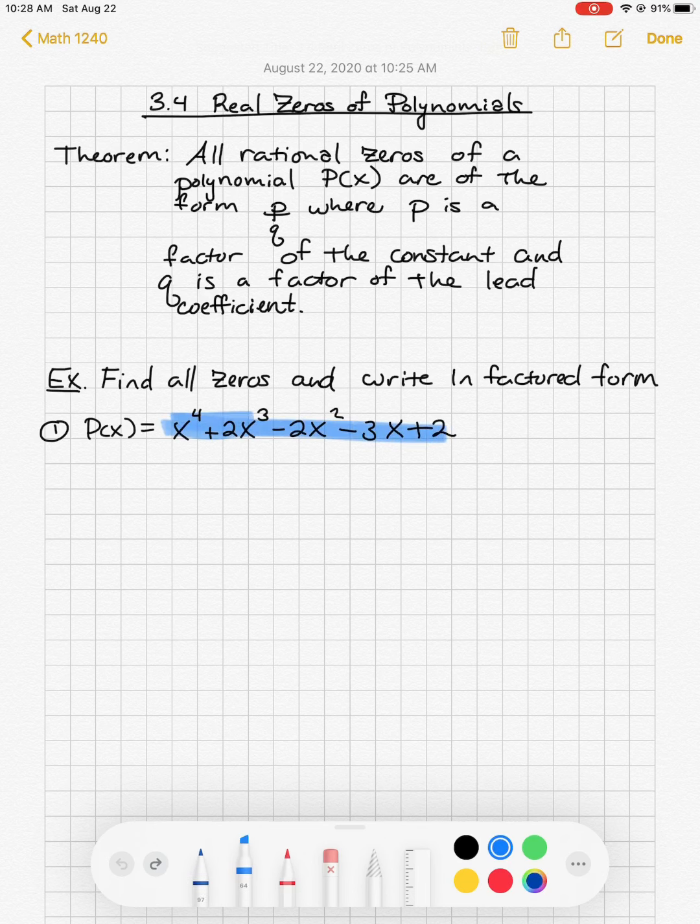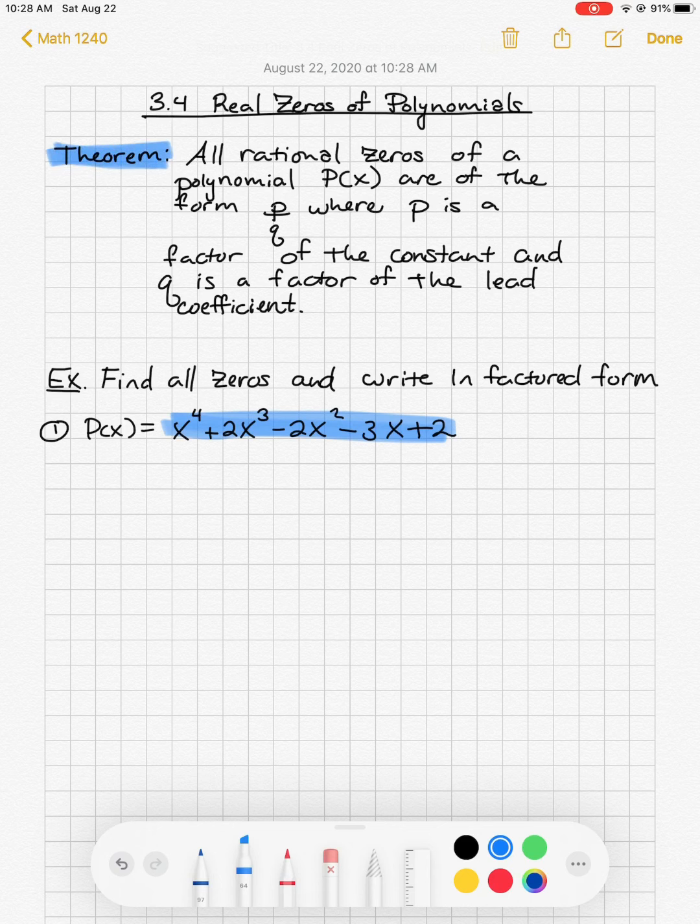I have a polynomial here with a power 4. There's no way for me to just look at that and factor it. So I have to start breaking things down. I have to start with something. So here's a useful theorem.